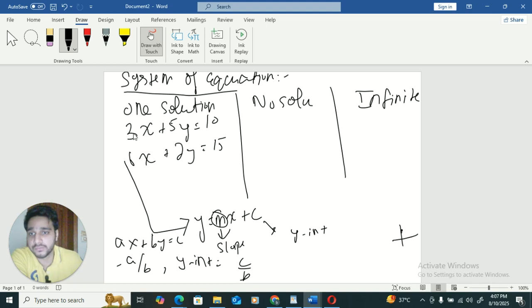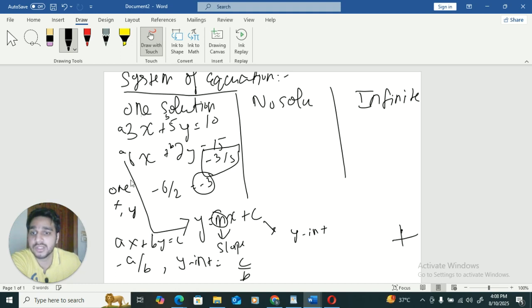From the first equation, 3x plus 5y equals 10, the slope would be minus 3 by 5. For the second equation, you get minus 6 divided by 2, since it is minus a by b, where a is the coefficient of x and b is the coefficient of y. So here we got minus 3. Now you see both slopes are different. This means the system of equations has one solution, one value of x and one value of y.